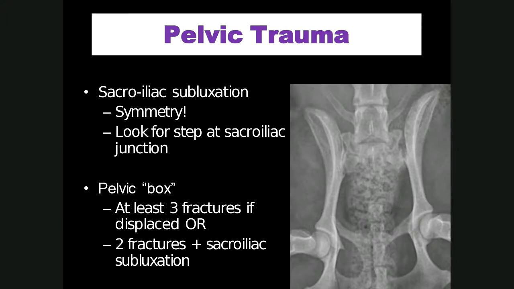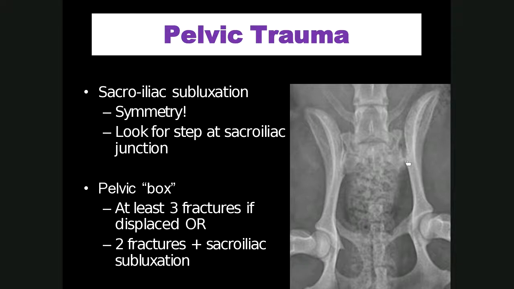Pelvic trauma refers to any fractures, subluxations, or luxations. The diagnosis of sacroiliac subluxation is aided by the symmetrical appearance of the pelvis. So obviously this is only if it is a unilateral occurrence. The easiest way to look for this is to look for step formation at the sacroiliac junction caudally. For example, on the right side of the patient, there's a nice smooth transition from the ilium to the sacrum, versus on the left-hand side, there's step formation between the sacrum and the ilium, consistent with sacroiliac subluxation.